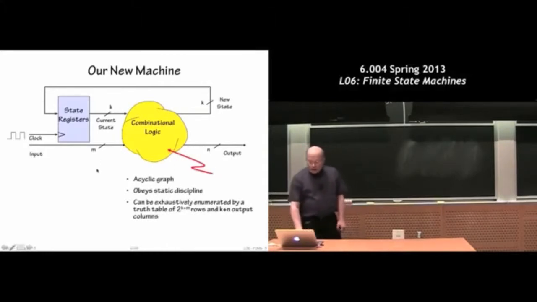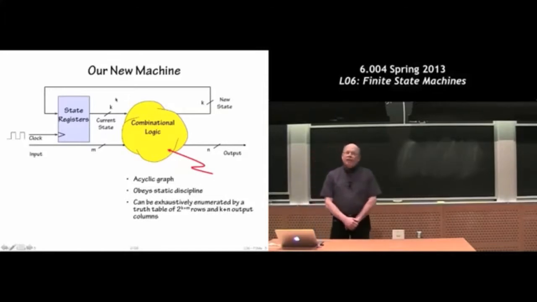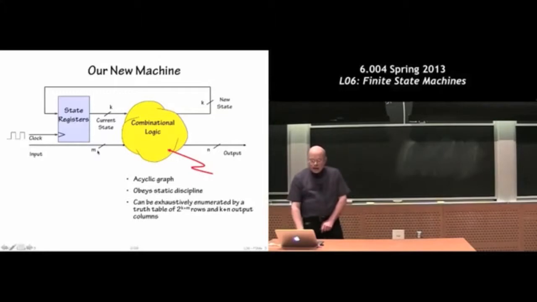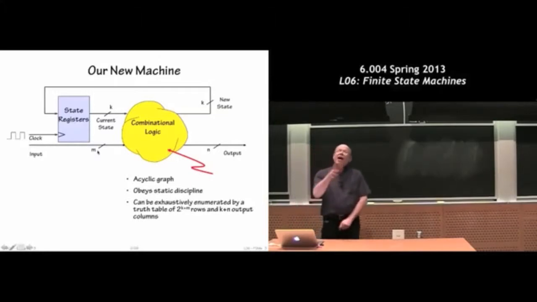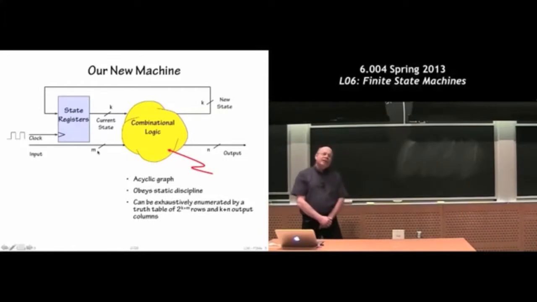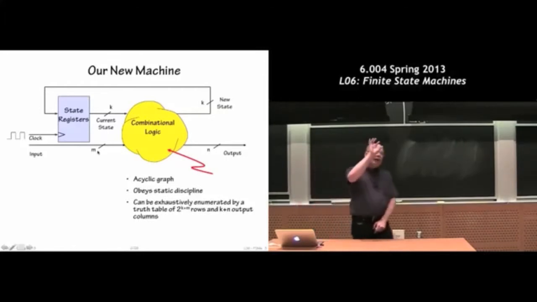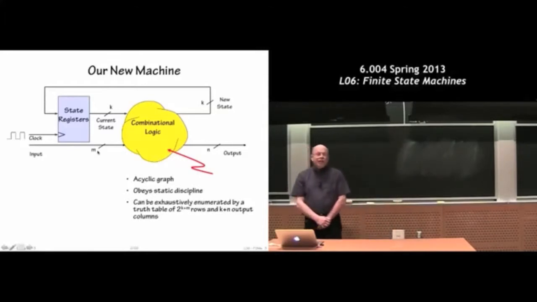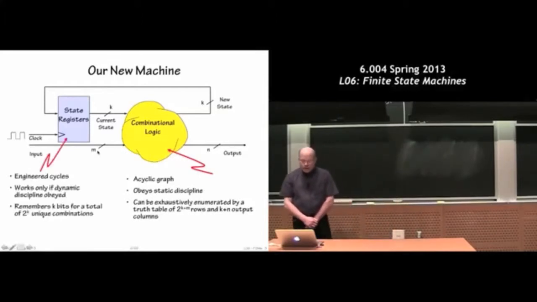So remember, the combinational logic is an acyclic graph that obeys the static discipline, and we can describe it completely with a truth table. Right? And since it has k plus m inputs, the truth table has to account for all possible combinations of those k plus m bits. So the truth table will have 2 to the k plus m rows. So all possible combinations of the k state bits and the m input bits.